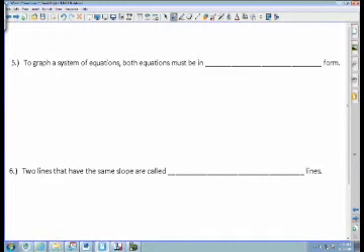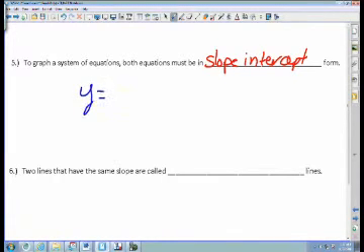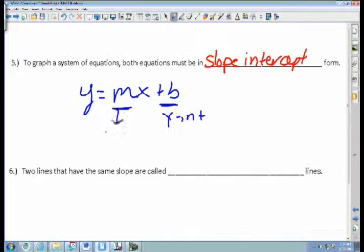To graph a system of equations, both equations must be in, oops, not y, slope intercept, sorry, slope intercept form. What does that mean? What does that look like? That means that it's y = mx + b. Remember, because you have your y-intercept, and then the m is your slope, just like we were just graphing them. Two lines that have the same slope are called parallel lines.